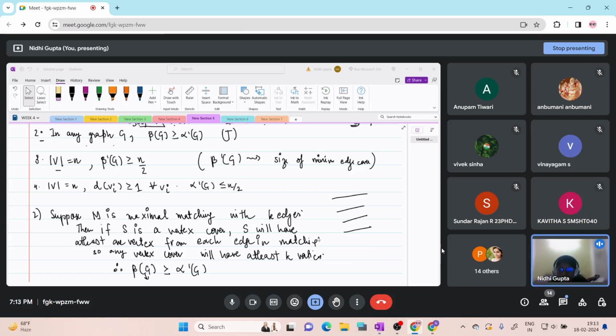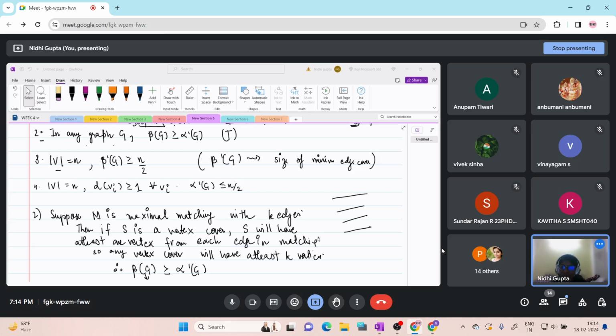So for the third, what do you think? Is it true that the size of the minimum edge cover should be at least n by 2? So what is a minimum edge cover? It should be edges, and it should cover all the vertices. So basically, every vertex should be present in at least one of the edges in that edge cover.